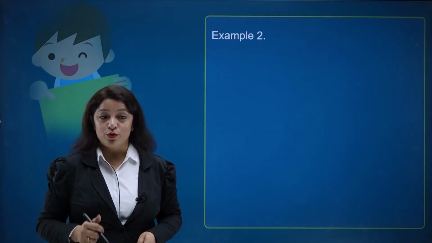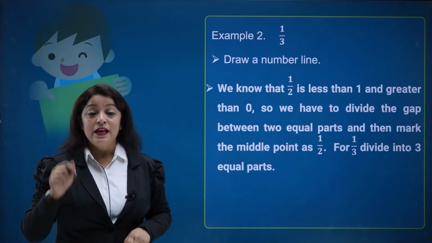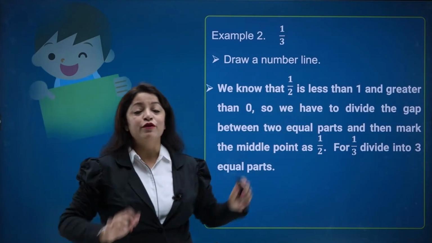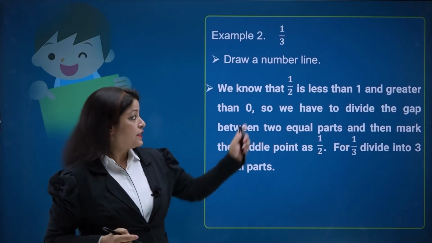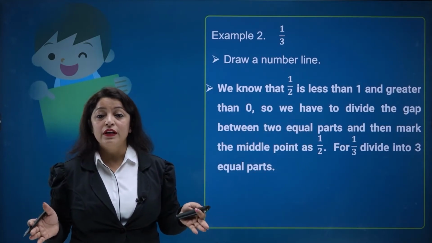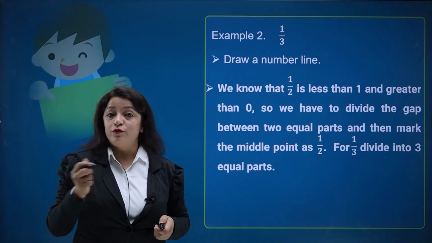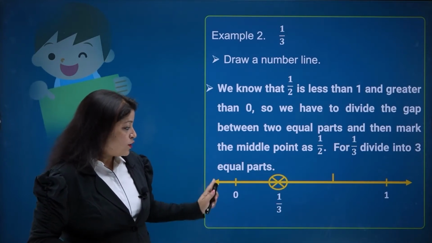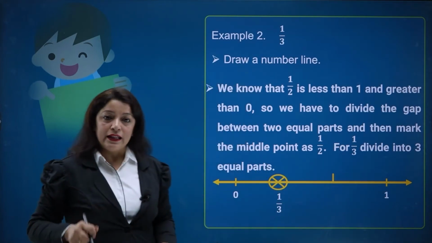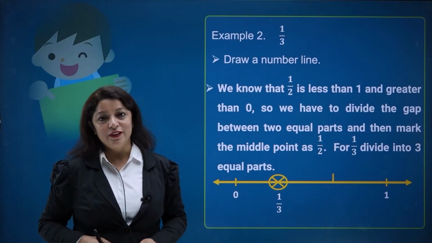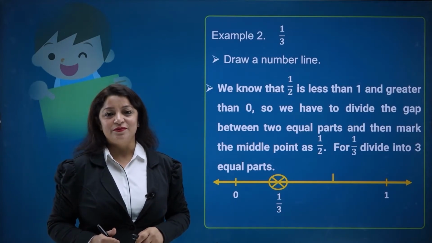Now suppose you have to represent 1 by 3, as we have already seen. First is to draw the number line. Then we know that half, you already are familiar with 1 upon 2. So half is less than 1 but it is greater than 0. That means we have to divide the gap into 2 equal parts and then mark 1 upon 2. So for 1 upon 3, we have to divide it into 3 equal parts like this. From 0 to 1, we divide it into first, second and third part. And the first part here will represent 1 over 3. Now you can easily tell the second part will represent 2 over 3 in this case.